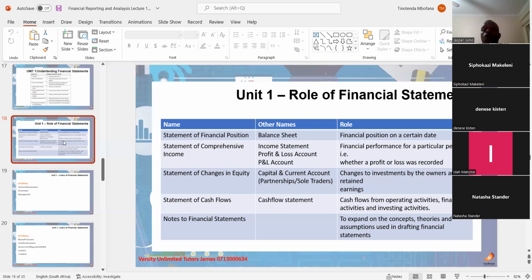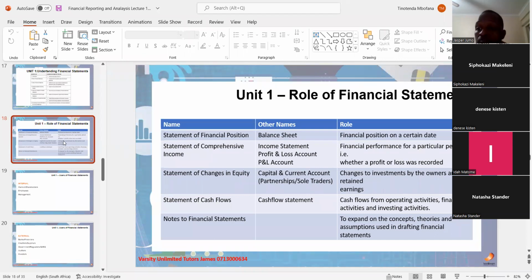So that is what you need to know under the role of financial statements. Number one, financial statements provide you the financial position, i.e. how many assets, liabilities, and equity a company has through the balance sheet. Financial statements show you the performance of a company, i.e. how much profit or loss was made through the income statement.